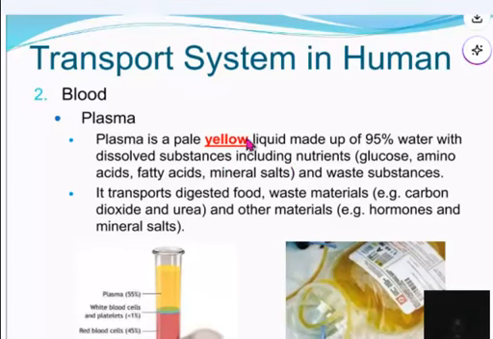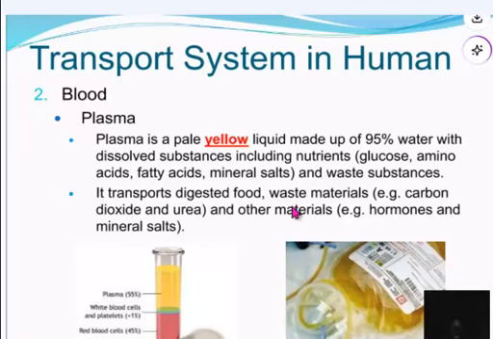Plasma is a yellow liquid made up of 95% water with dissolved substances including nutrients: glucose, amino acids, fatty acids, and mineral salts. These are the nutrients. And waste substances. It transports digested food, waste material, e.g. carbon dioxide and urea, and other material, e.g. hormones and mineral salts. That is what the plasma does.